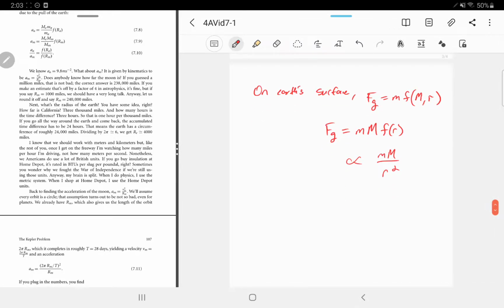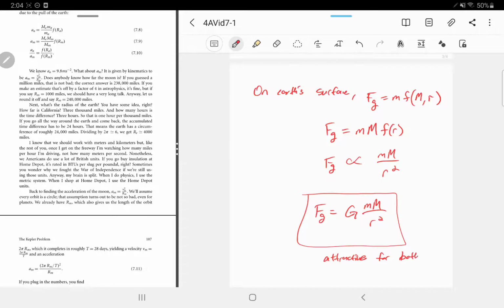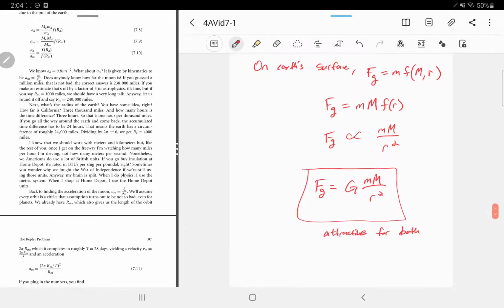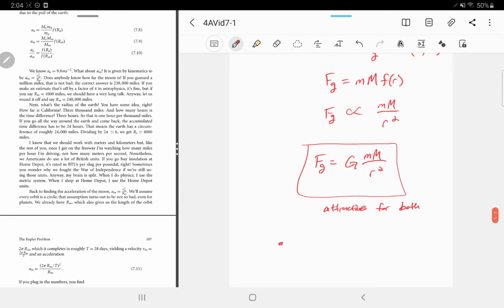Okay, so there's a proportionality here, and Newton just said, well, I can turn this into an equal sign as long as I put in a constant there. So we have some constant, capital G, times m times M divided by r squared. This is the magnitude of the force, and it's an attractive force for both masses. So lowercase m pulls on capital M and vice versa, so they're both tugging inward on each other.